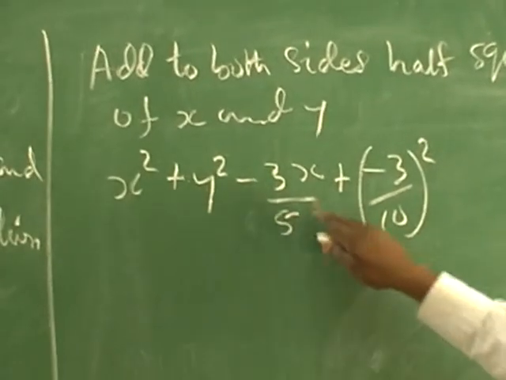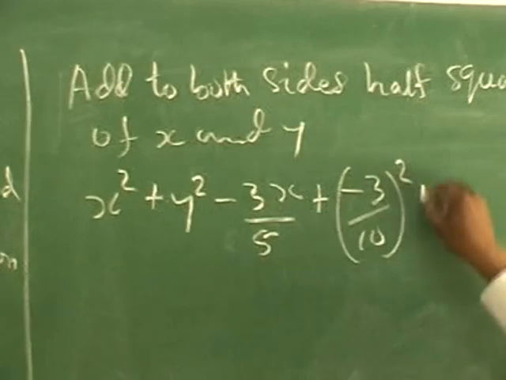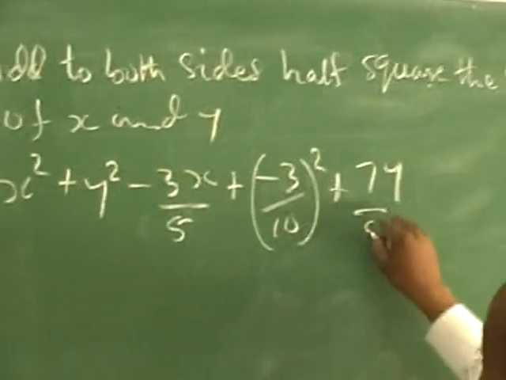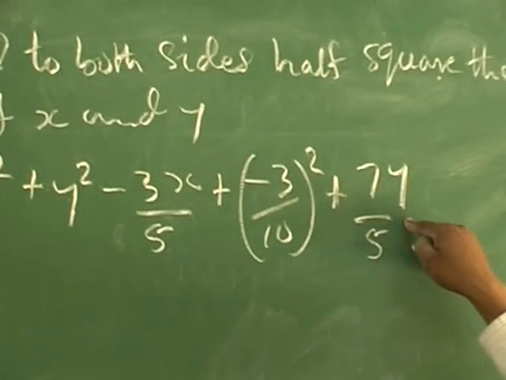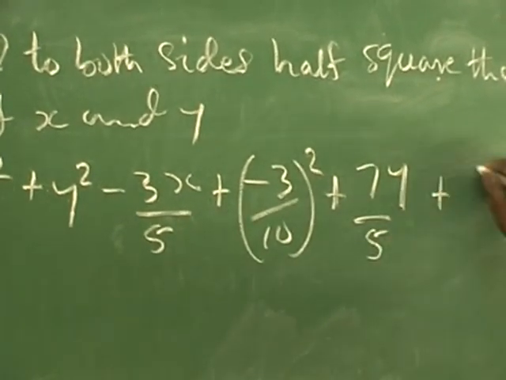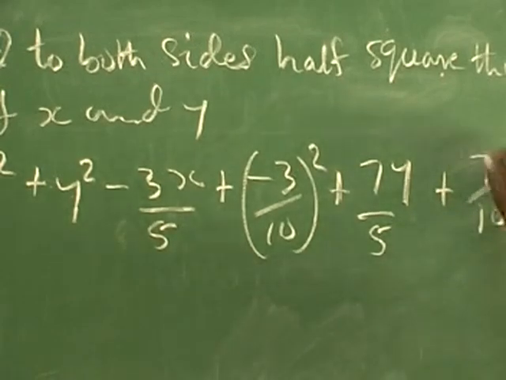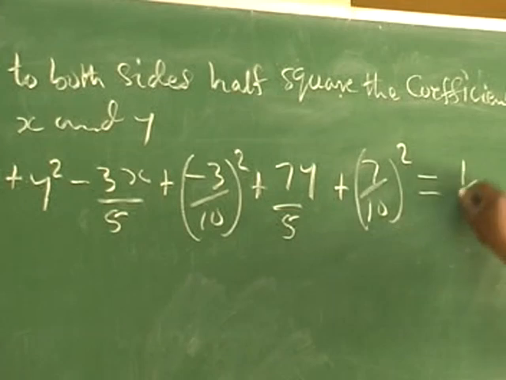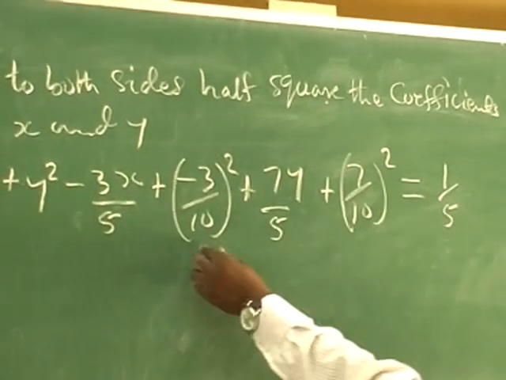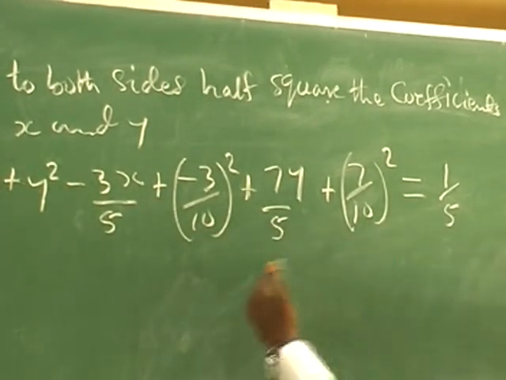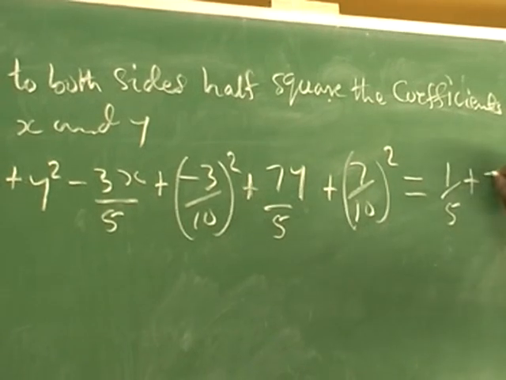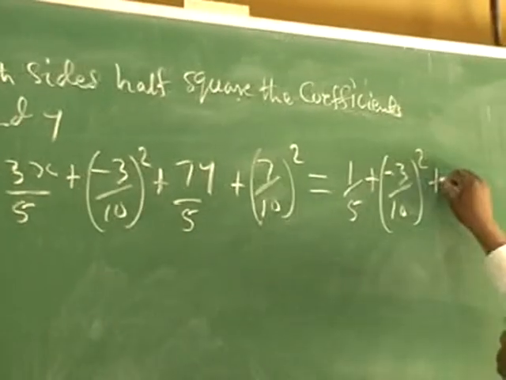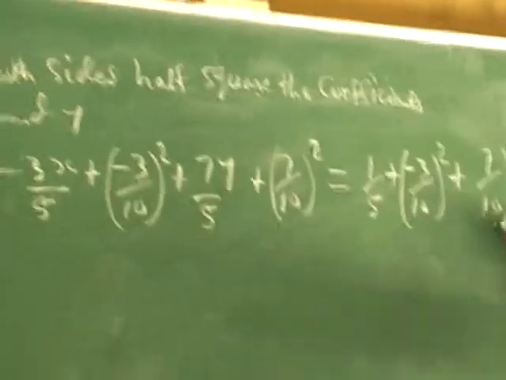So that is how we add the half. The half of this is 3 over 10. Now, plus 7 all over 5 y, plus half of it, which is 7 all over 10 square, will be equal to 1 all over 5. Then I will add this half, because I'm adding to both sides. We'll add this half again, that is plus 3 all over 10 square, plus 7 all over 10 square.